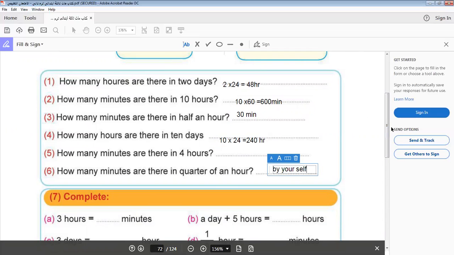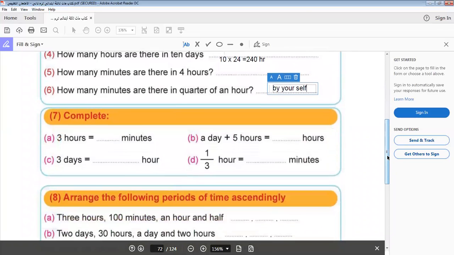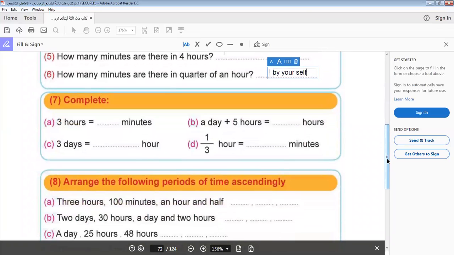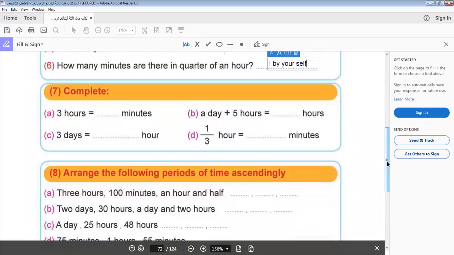Okay, number 7. Complete: 3 hours equal how many minutes? It's too easy. 3 multiplied by how many minutes in an hour? 60, bravo. So 3 by 60. 3 by 6 is 18 and put 0 beside it, so 180.